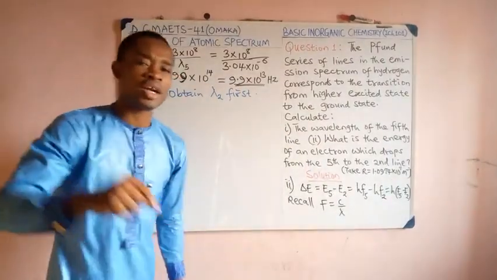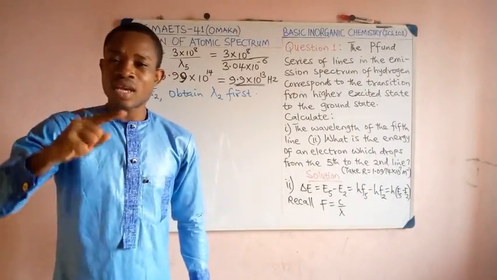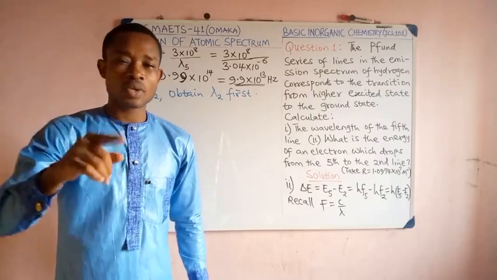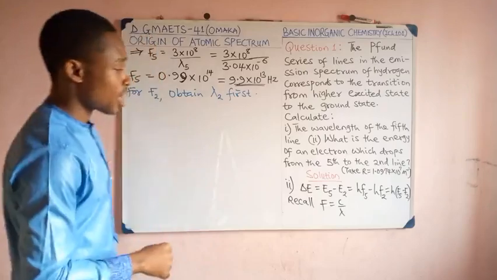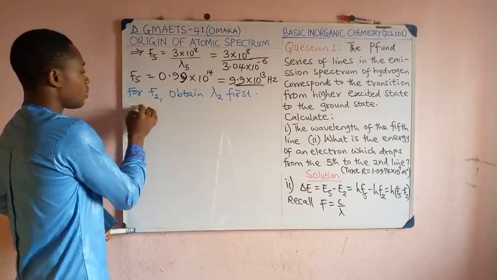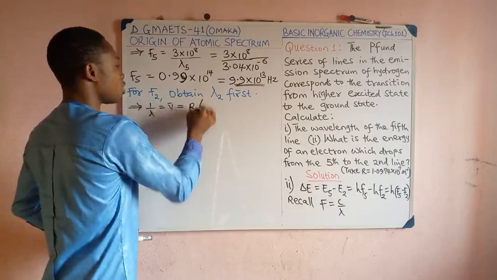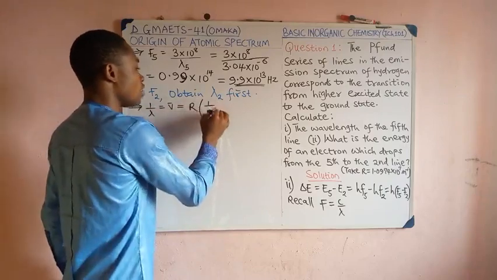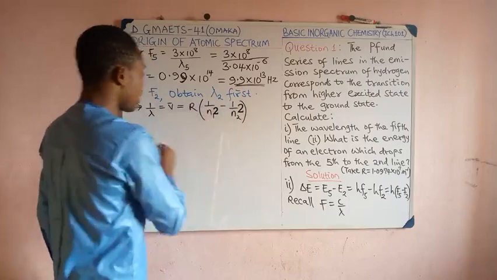Take note, for the 2nd line, we are dealing with Pfund series. Pfund series, the ground state n1 is equal to 5. So the 2nd line will give us what? 7. Is that not so? To give us 7, remember the line we sketched. So let us do that and see. It implies that 1 over lambda, which is the wave number, is equal to Rydberg constant, open bracket, 1 over n1 squared minus 1 over n2 squared. That is the Rydberg equation.